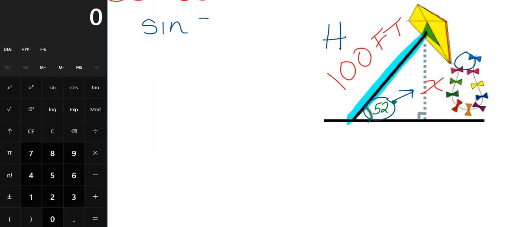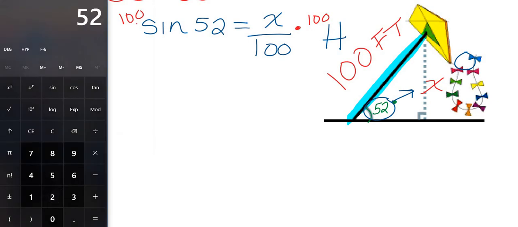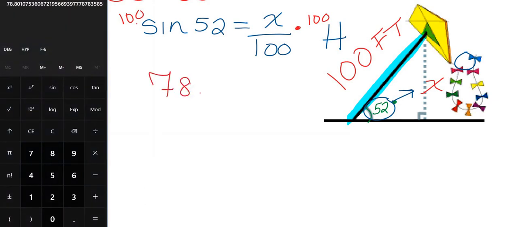So we're going to do sine of 52 equals the opposite, which is x, over 100. So it's always opposite over hypotenuse. Now, you want to get x, so we're going to get rid of the 100 by multiplying both sides by 100. So in the calculator, we're going to do 52 sine, which is approximately 0.788, times 100 equals. So it's going to be 78.8 equals x. They don't want the decimal. They want it rounded to the nearest whole foot.